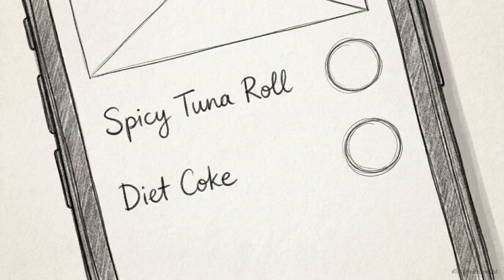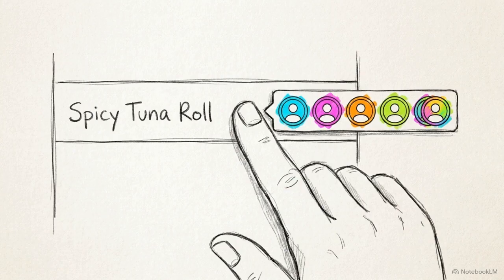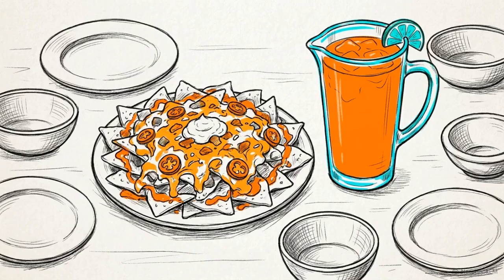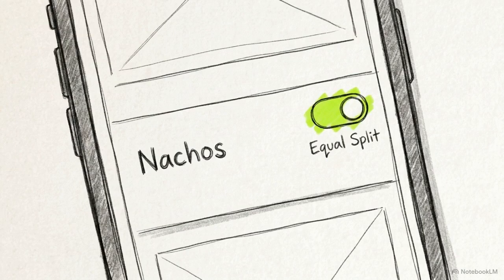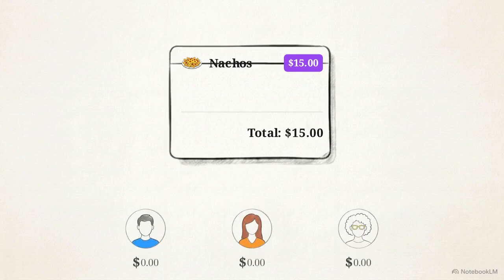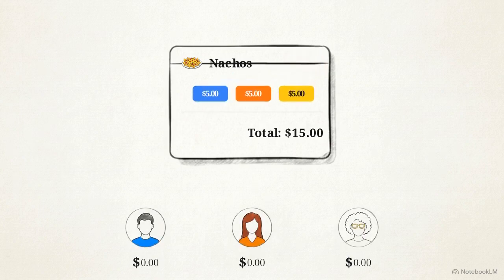Now that you have your digital list, you assign the items. Tap any dish on the screen and select the avatar of the friend who ordered it. For items the whole table shared, like an appetizer or a pitcher of drinks, you tap the item and hit the Equal Split toggle. The software calculates the exact fractions needed to divide the cost fairly across the selected group. As you make these micro assignments, each friend's individual running subtotal updates in real time on your screen.